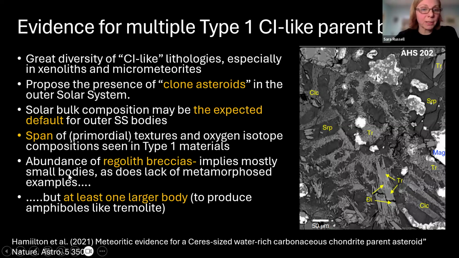And that also because we don't see many metamorphosed examples, but there must be at least one larger body, because we see minerals like tremolite, which only forms at higher pressures. And that's discussed in Hamilton et al.